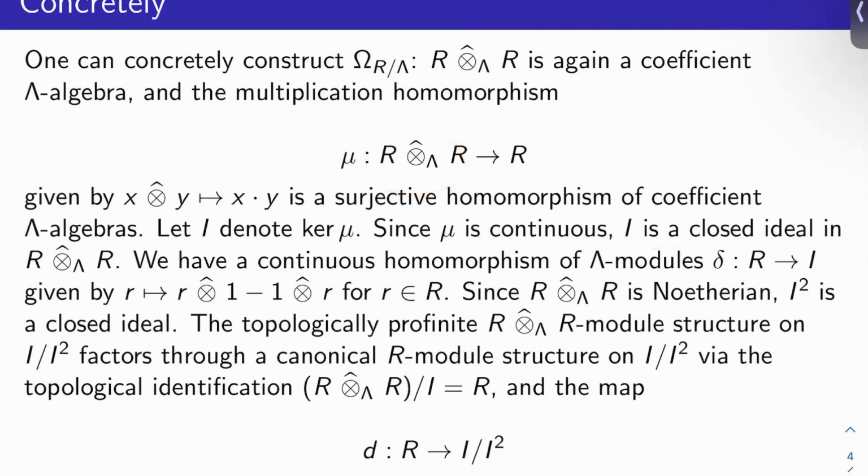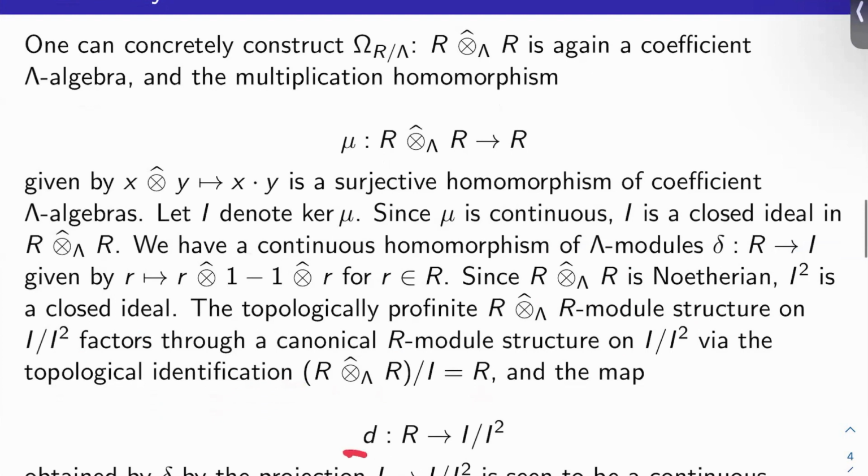We have also a continuous homomorphism of lambda modules, which we'll call delta from R to I, and it just sends r to r tensor 1 minus 1 tensor r for each r in big R. But R tensor R is Noetherian, so I squared is actually a closed ideal. There's a topologically profinite R tensor R module structure on I mod I squared, and that factors through a canonical R module structure on I mod I squared. Why? Well, you have a topological identification of R tensor R over I with R, which you can check.